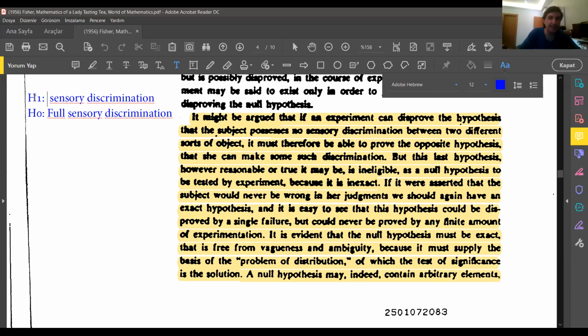Therefore, in this case, we are going to write here some sensory discrimination. So here H0 should be equal to full sensory discrimination. She predicts it perfectly. Then H1 is going to be some sensory discrimination. No, she does not predict perfectly. So one may say, why don't we use this form? Because this form is not very realistic with respect to our expectations.